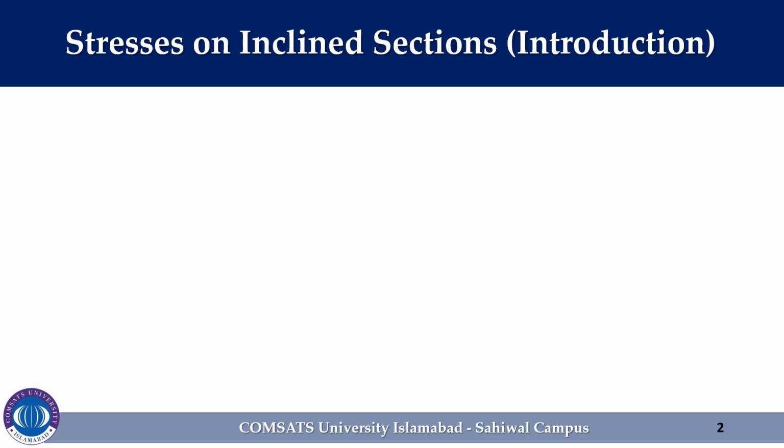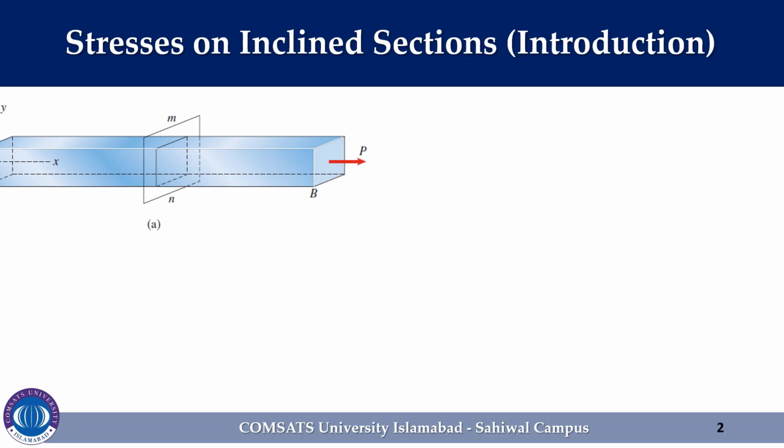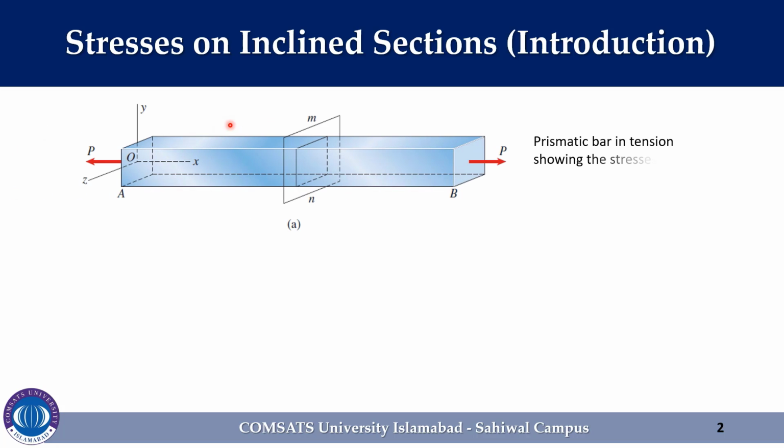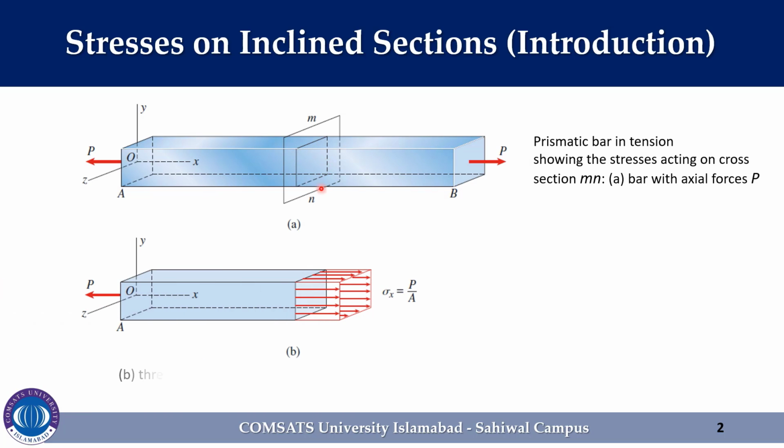In our previous discussions of tension and compression in axially loaded members, the only stresses we considered were the normal stresses acting on the cross sections. These stresses are pictured here in the figure, where we consider a bar AB subjected to axial loads P. When the bar is cut at an intermediate cross-section by a plane MN perpendicular to the x-axis, we obtain the free body diagram as shown here in part B of this figure.